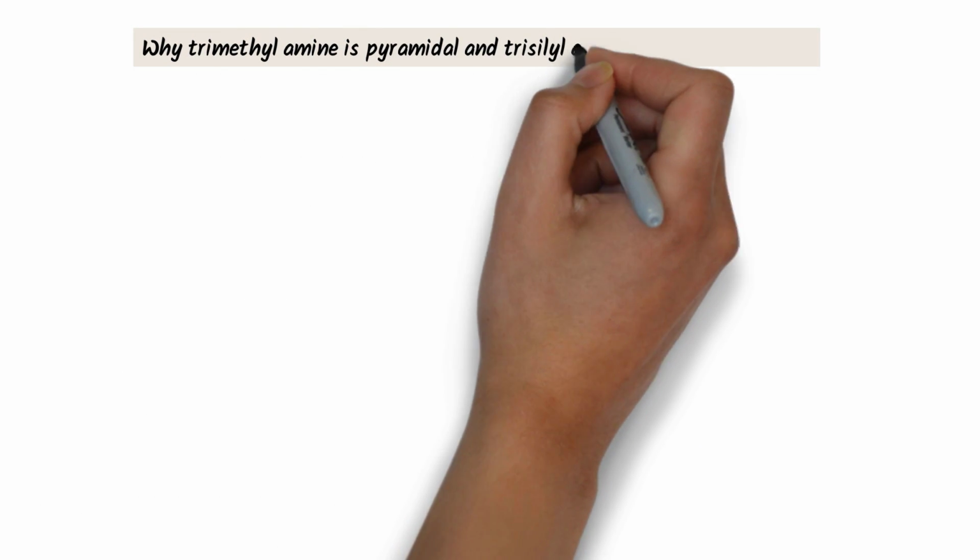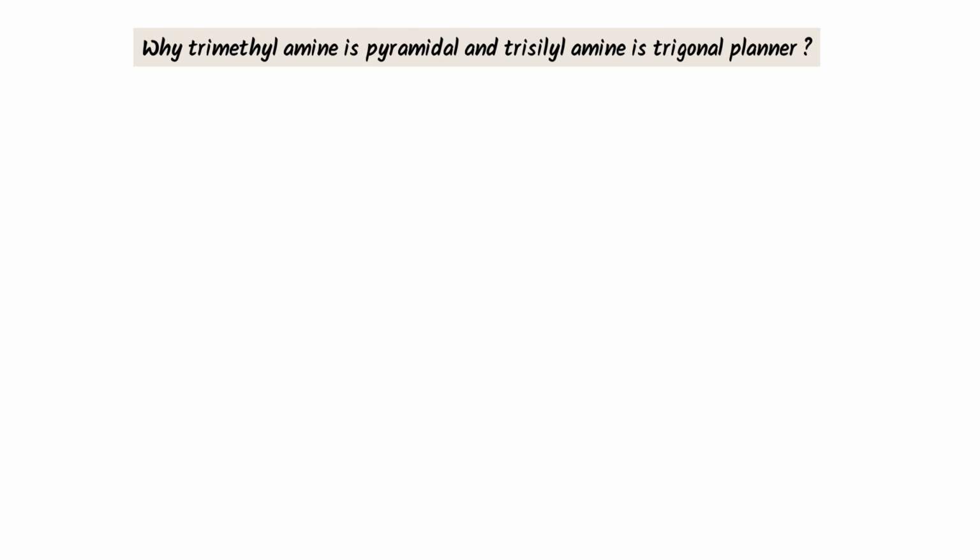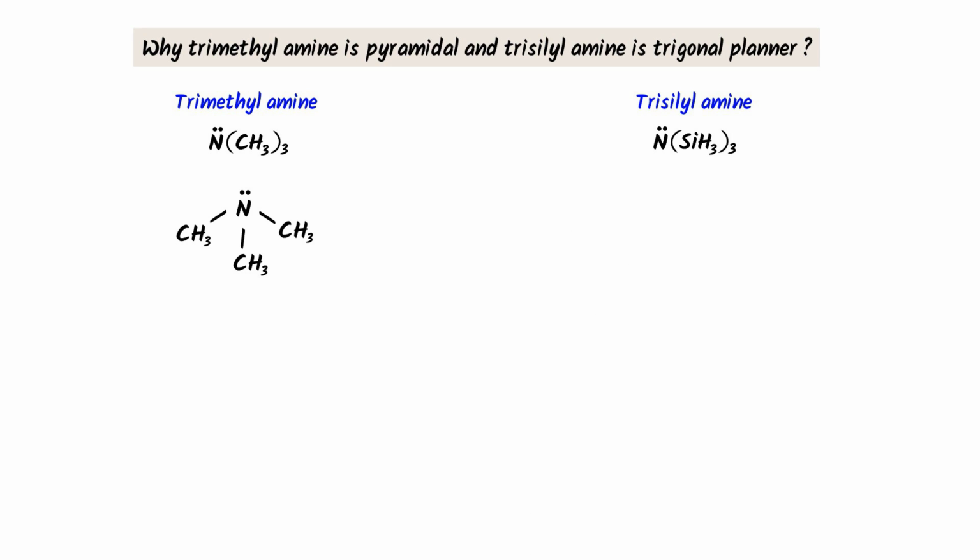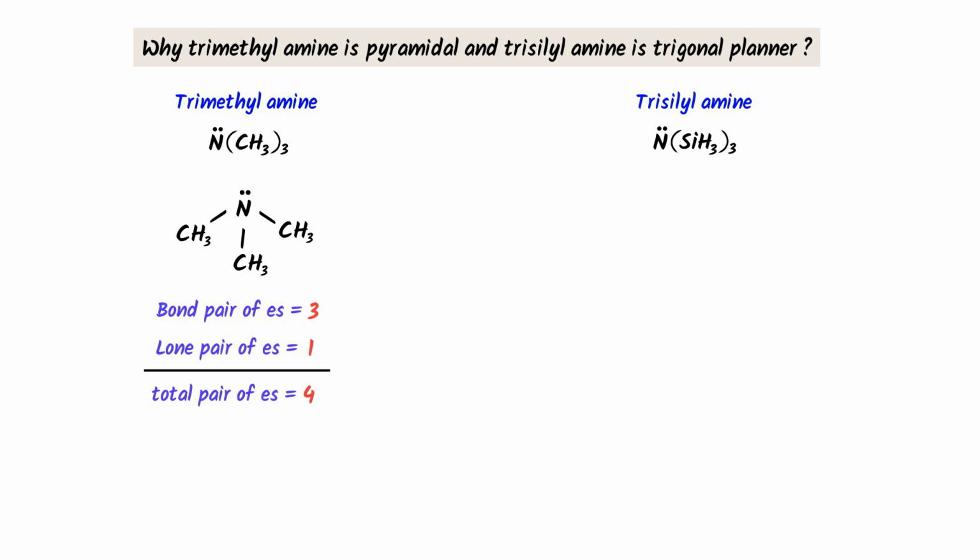Why is trimethylamine pyramidal while trisilylamine is trigonal planar? Well, I write trimethylamine and trisilylamine. I draw the structure of trimethylamine. This is the structure of trimethylamine. Here, the bond pair of electrons is 3 and the lone pair of electrons is 1. Total electron pair is equal to 4. We know that if electron pairs are 4, the molecule is sp3 hybridized and its geometry is pyramidal.